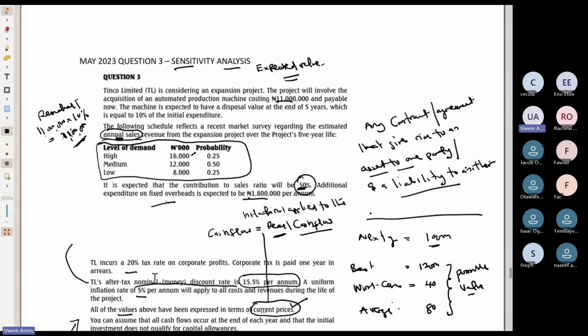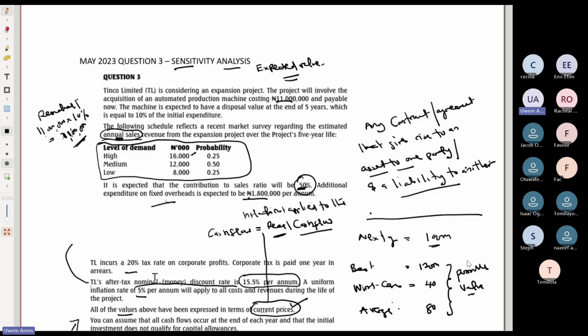It now tells us in the next paragraph that this is the estimated annual sales revenue from the project expansion over the project's 5 years. So we have the sales at different levels or expected probability levels. So we're looking at high, medium, low. Those are 3 possibilities. We're looking at the amount, the sales value for high, medium and low, as well as the probability of those values actually occurring.